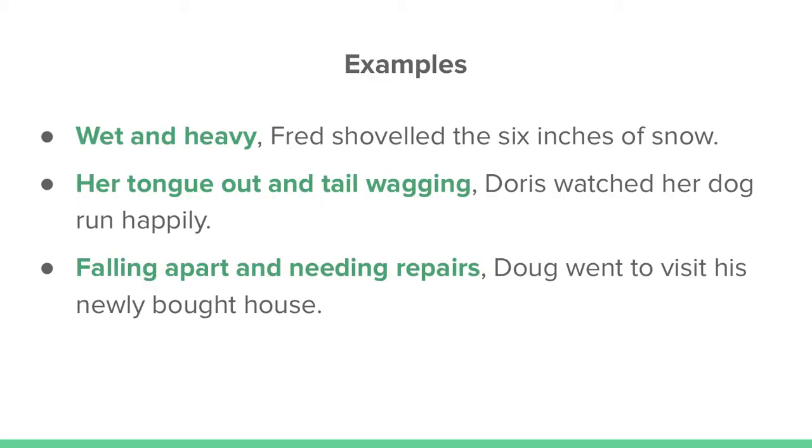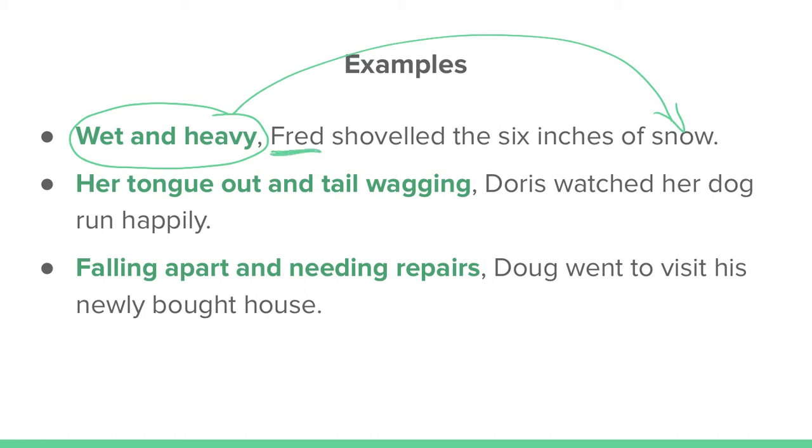So here's some examples of dangling modifiers. Wet and heavy, Fred shoveled the 6 inches of snow. Clearly here, the person who wrote this sentence was trying to modify snow with this modifier, wet and heavy. But because Fred is the subject of the sentence, it seems like Fred is being described as wet and heavy, but that's not what the writer intended. So this modifier is just dangling here, unconnected to the thing that it's supposed to be connected to.